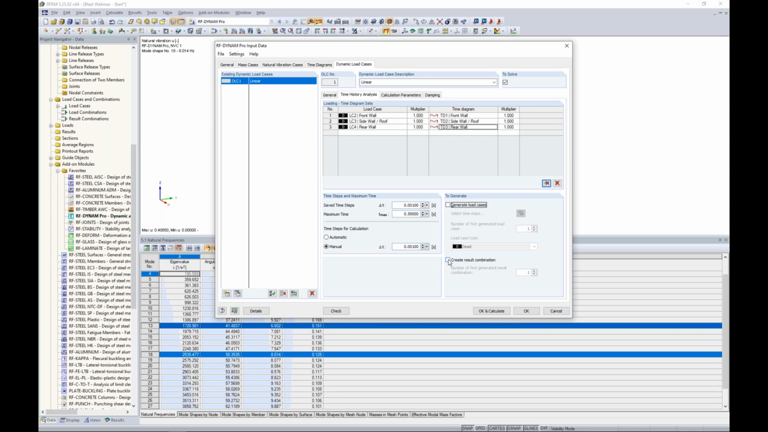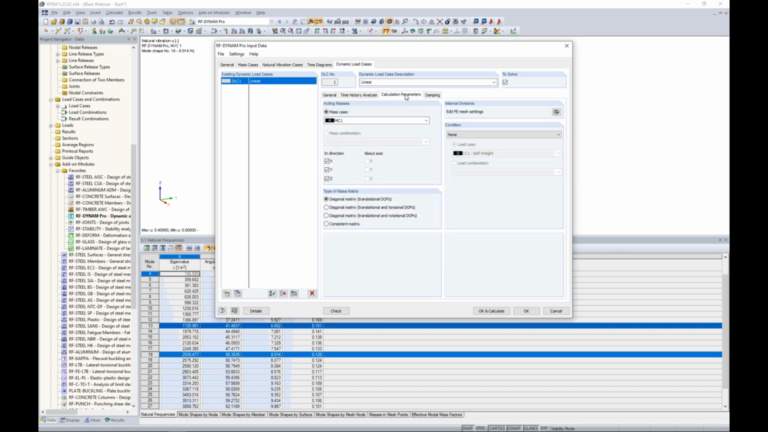So this is going to be an envelope solution for all the time steps that we've considered here. We can combine those result combinations with additional static loads if we'd like. The calculation parameters: remember, the program knows nothing about the natural vibration case based on the Newmark implicit solver. So we need to redefine the acting masses here. We leave this as we've already set before, mass case 1, diagonal matrix for translational degrees of freedom.